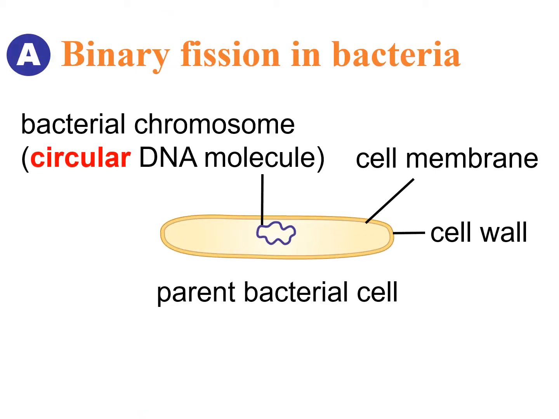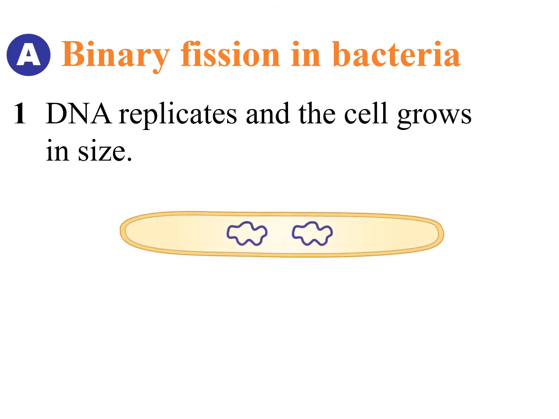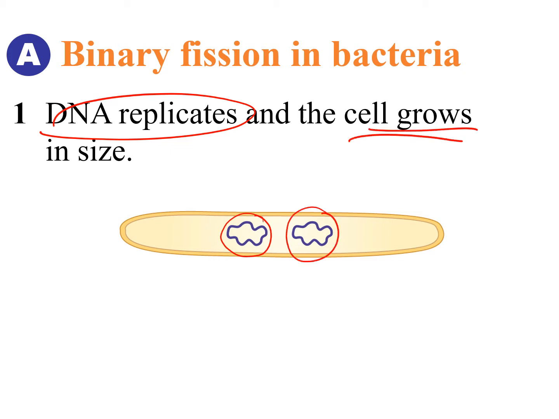For the binary fission in the bacteria, 異分裂 in 細菌, we have to first understand the structure of a bacteria. In the bacteria, what do you have? You actually have cell membrane, cell wall, and inside, of course, you have the DNA, which carries the genetic information. When the time is right, the DNA inside the bacteria replicates from one DNA into 2 DNA. So this is 1 DNA. Now it replicates into 2 DNA, and the cell grows in size, becomes bigger.